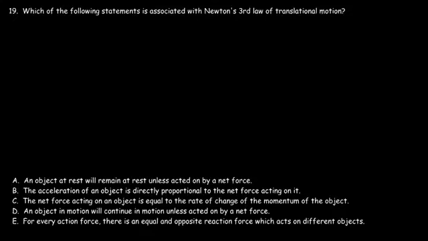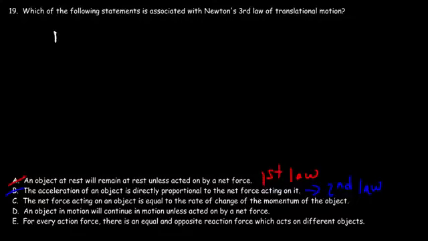19. Which of the following statements is associated with Newton's third law of translational motion? Is it A, B, C, D, or E? Well, let's look at answer choice A. An object at rest will remain at rest unless acted on by a net force. Well, that's associated with Newton's first law of motion, not his third law of motion, so A is out. Answer choice B says, the acceleration of an object is directly proportional to the net force acting on it. That's a true statement, and it's associated with his second law, not his third law, so B is out.